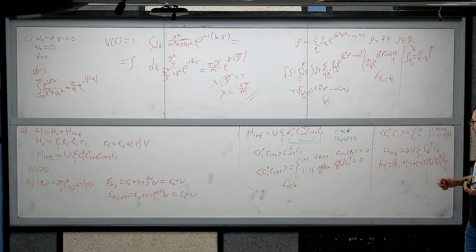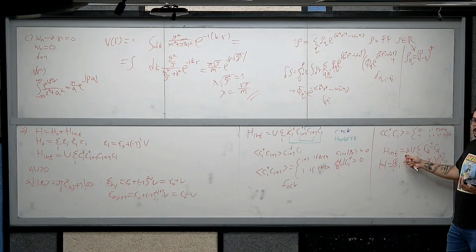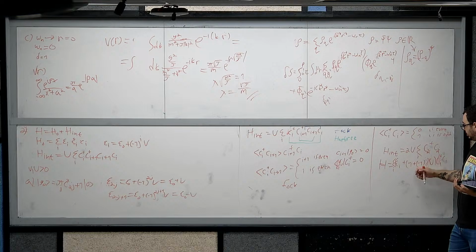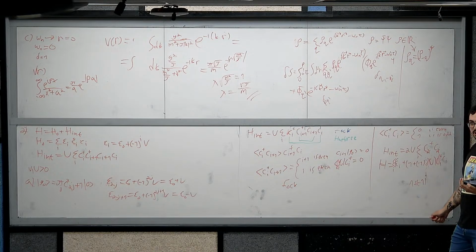Notice that only our even Hartree terms remain. So to keep only the even terms, I put a plus 1 to the power of I, plus minus 1, which is equal to 2 if I is even. So it only adds to the even terms.